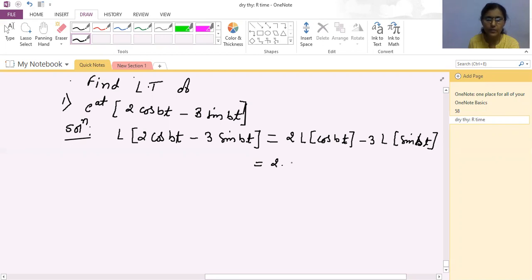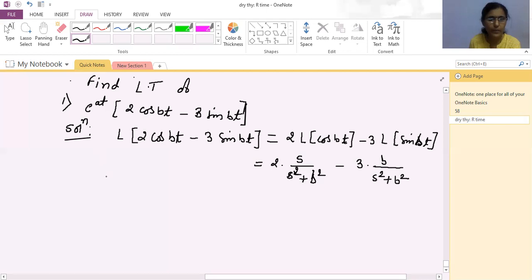Now we have the standard results for cos bt and sin bt. So it is 2 times, for cos it is s upon s square plus b square, since the coefficient of t is b here, minus 3 times the Laplace of sin, which is b upon s square plus b square. So this is the Laplace of the bracket.